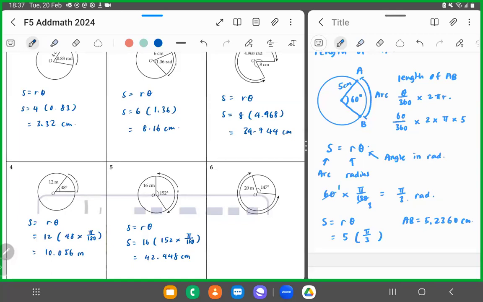Okay, and then question number 6, you will need to find the other side, right? So take 360 minus 147 degrees. So here you will get 213 degrees. Then for this one, S equals R theta. So S equals 20 times 213 times pi over 180. Then you will get 74.36 meters.